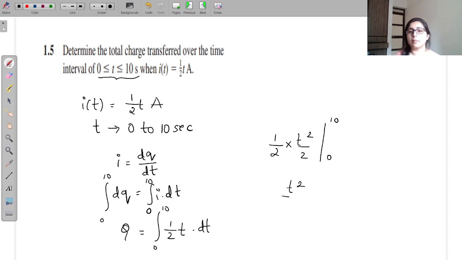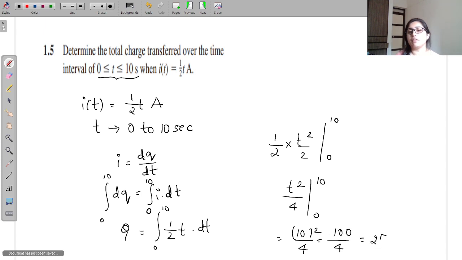So t square by 4, and here it is again limits 10 and 0. So this will be 10 square divided by 4, which is nothing but 100 divided by 4, which is nothing but 25 coulomb. 25 coulomb is the total charge transferred over this time interval 0 to 10 seconds when I of t is equal to 1 by 2 t amperes.